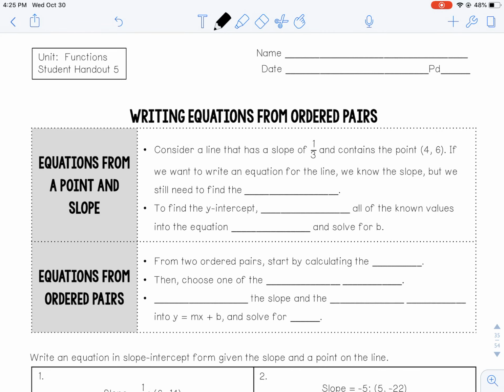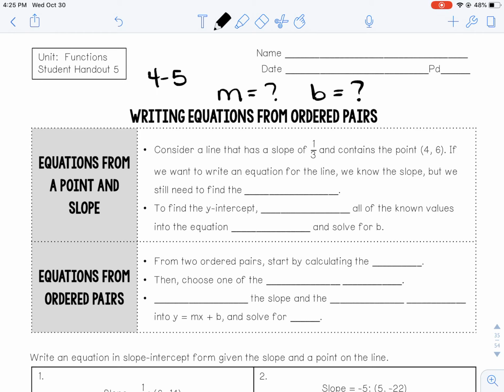Everybody, we are going to look at 4-5. So 4-4 was all about writing equations from tables and graphs. And there are two main things that you need to write an equation in slope-intercept form. You need to know what m is, which is our slope, and you need to know what b is, which is our y-intercept.